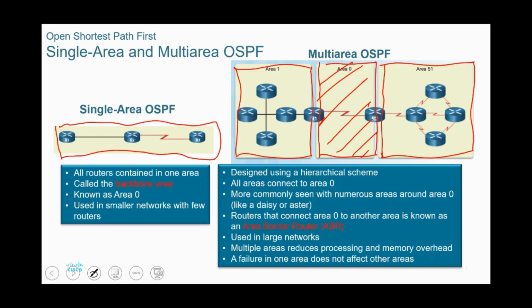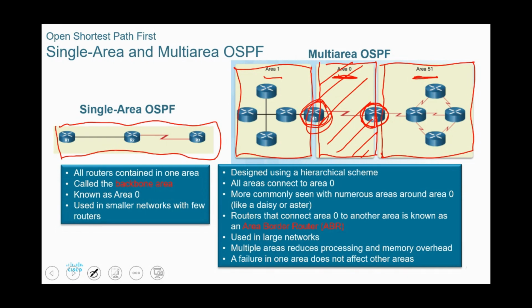A router that connects area 0 to another area is known as an area border router. That means router 1 is an area border router because it connects area 1 to area 0. This is called an ABR. Router 2 is also an ABR, because it is the communication link from area 0 to area 51. So any router that provides a link from one area to another area is called an area border router.